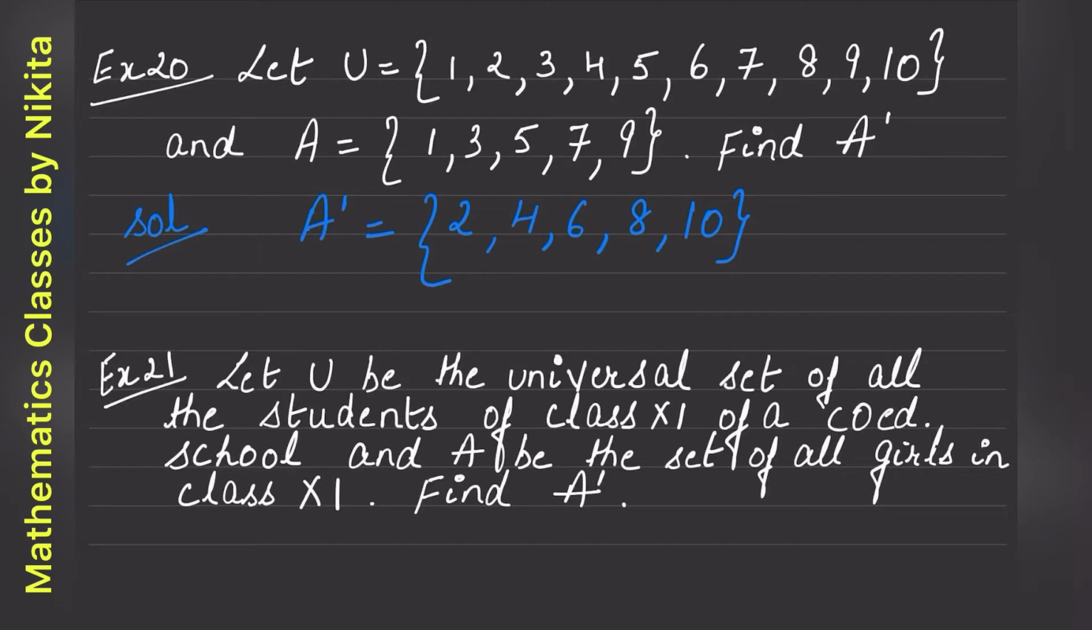Okay. Now next question. Let U be the universal set of all the students of class 11th of a co-educational school. Got it? And let A be the set of all girls in class 11th.